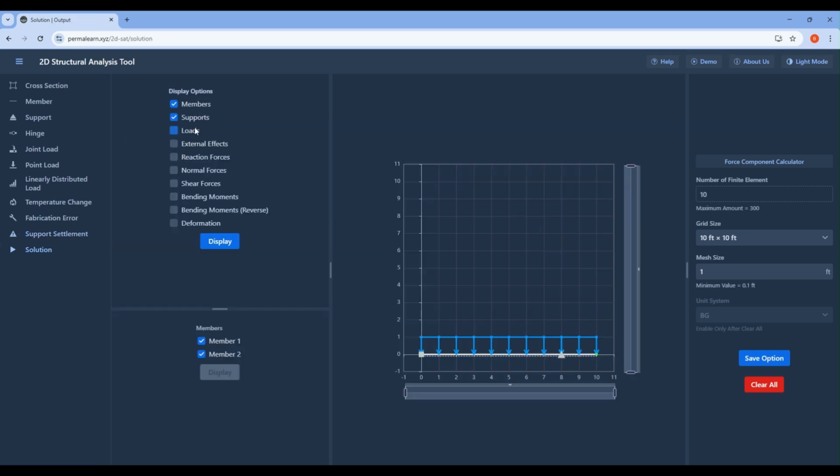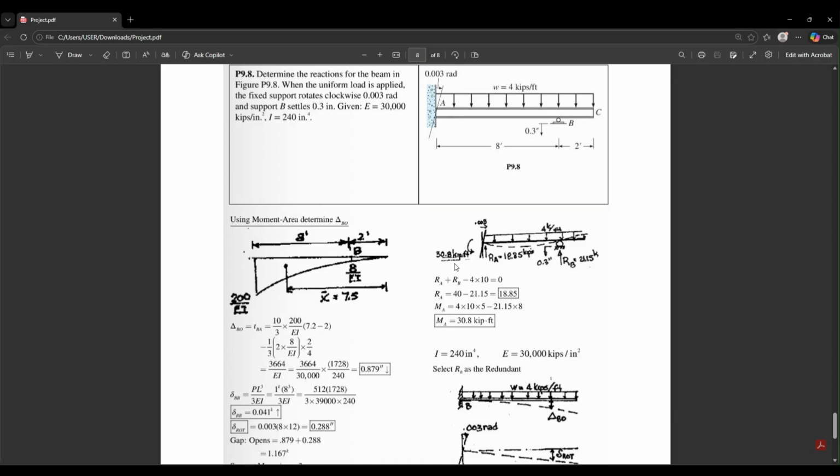So it will give us the better accuracy, which is AY is equal to 18.87, MA is equal to 30.96 counterclockwise, and BY is equal to 21.12, which is slightly different from the manual solution book. Slightly different.